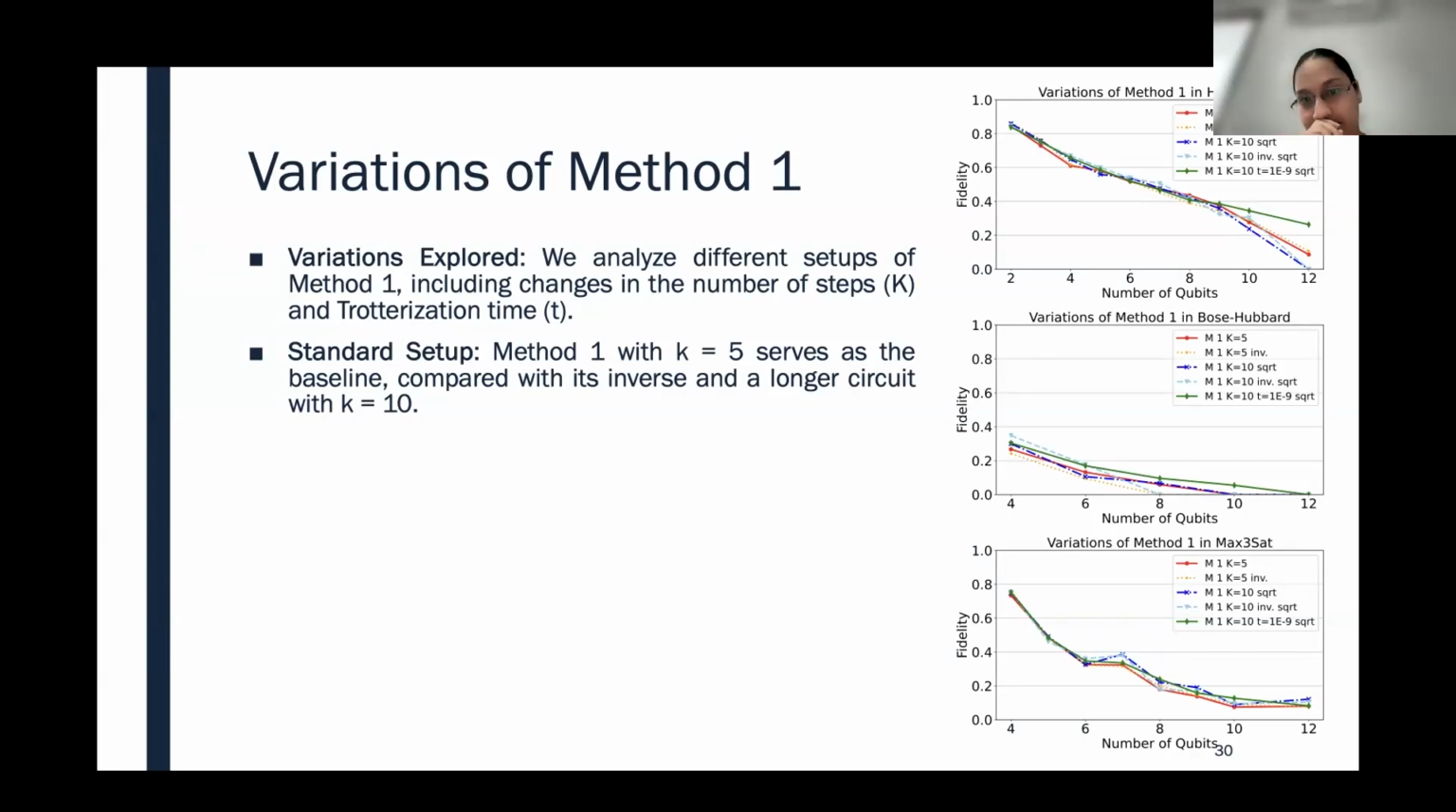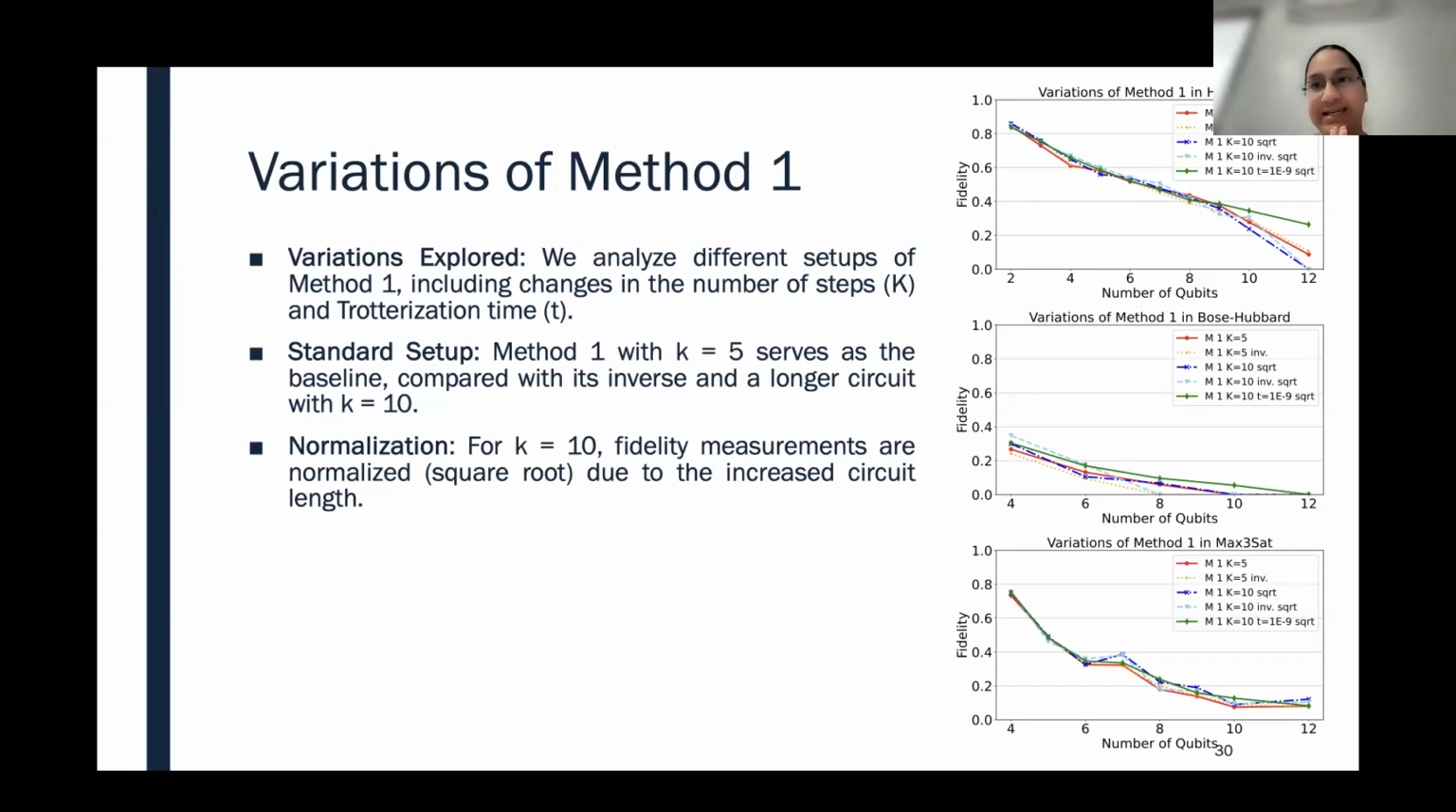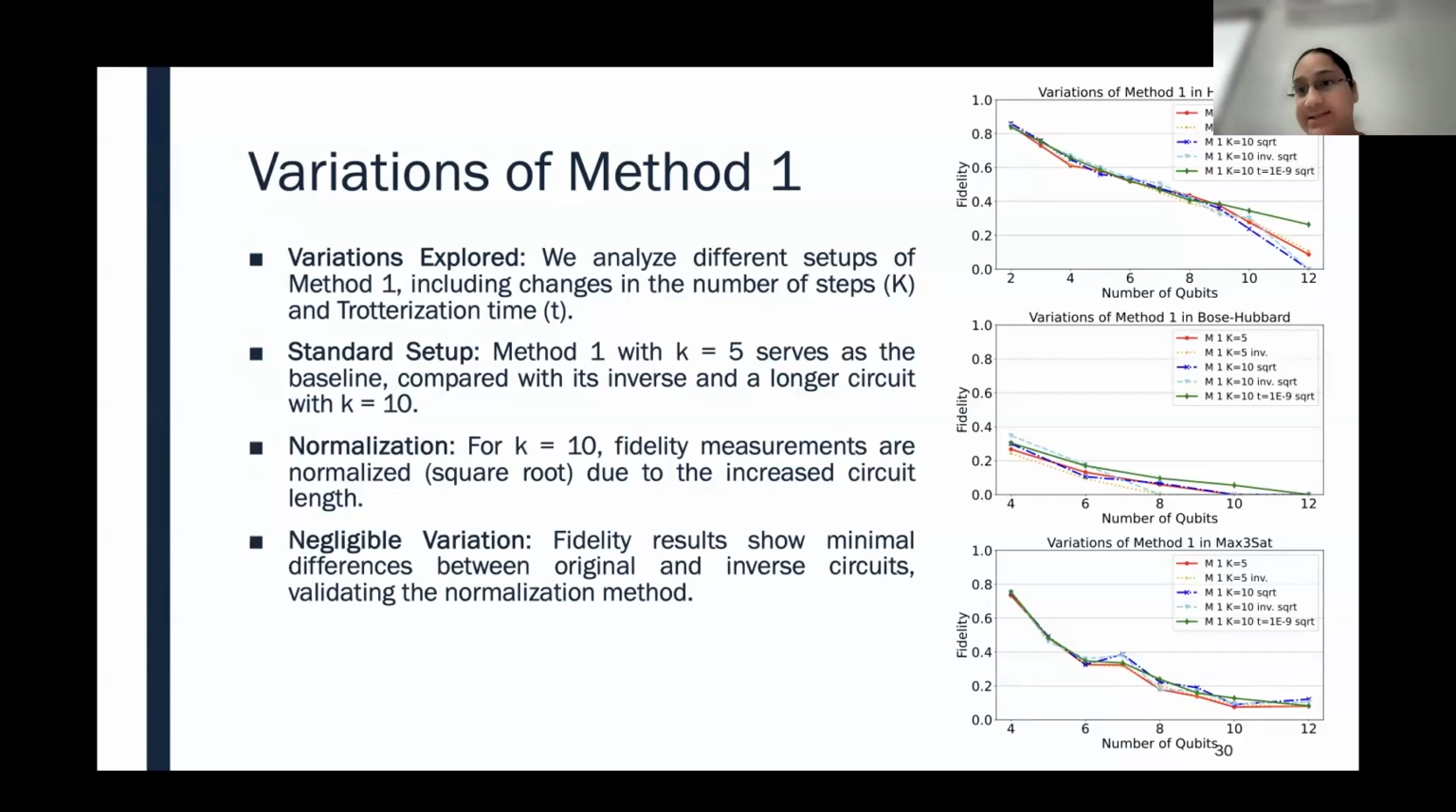Now, this is being compared to its inverse and a longer circuit of K equals 10. As we take a circuit with number of steps K equals 10, we have to realize that the circuit depth gets doubled immediately. And therefore, it requires normalization, that is square root, due to the increased circuit length. Okay. So if we look at all these four lines, K equals 5, its inverse, K equals 10 square root, and its inverse square root, we find negligible variation. So this proves that the normalization method that we are undertaking for method 3 is validated, and that is what is required for it to match with method 1.